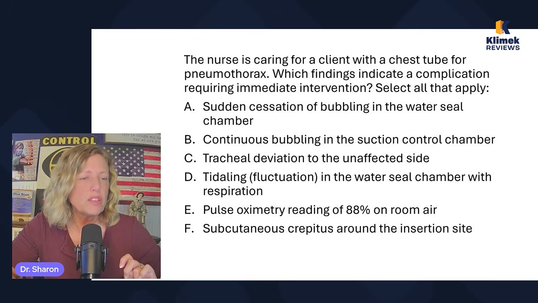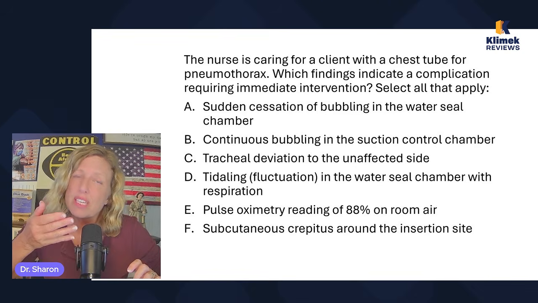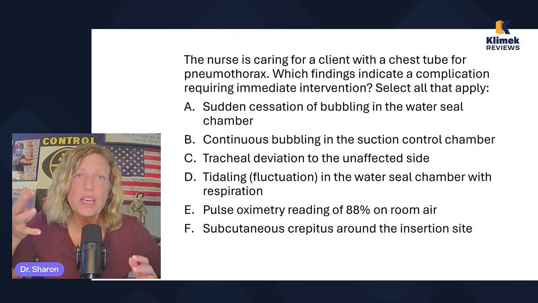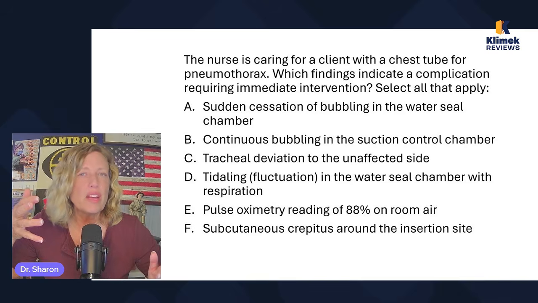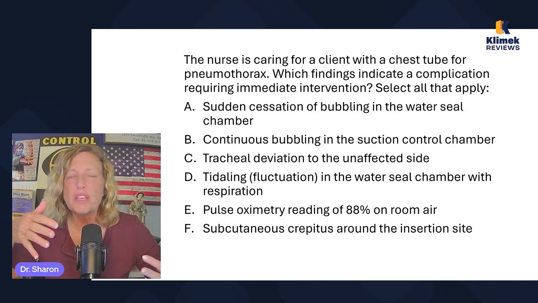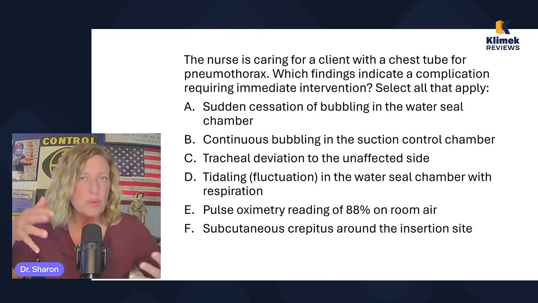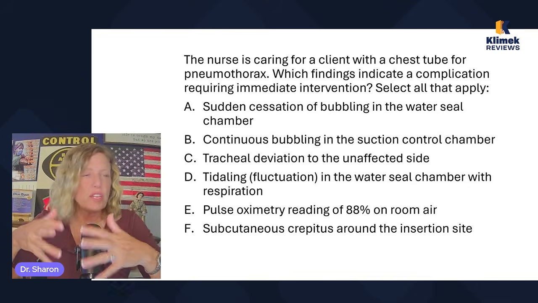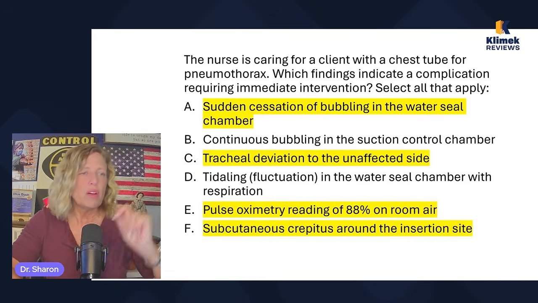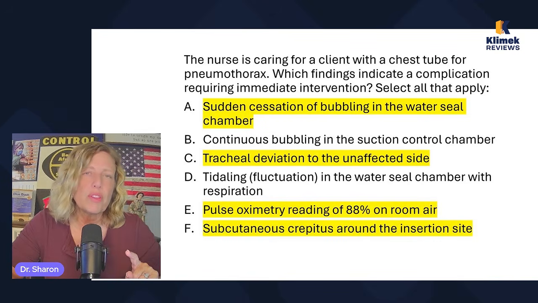Subcutaneous crepitus around the insertion site indicates a complication. That's true. That means air is getting into the subcutaneous tissues. It's not a super dangerous complication, but you would need to notify the healthcare provider, see if they want to do anything about it. Maybe something needs to be adjusted in how the chest tube has been inserted. They may need to do something about that. Okay, so that's what we're going to do from now on with our SATA questions.